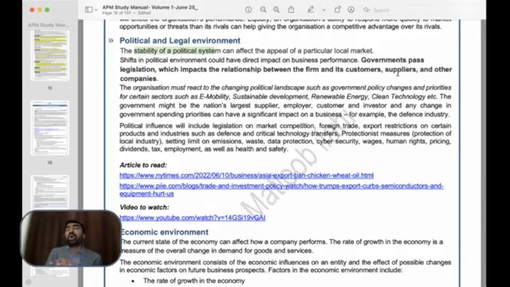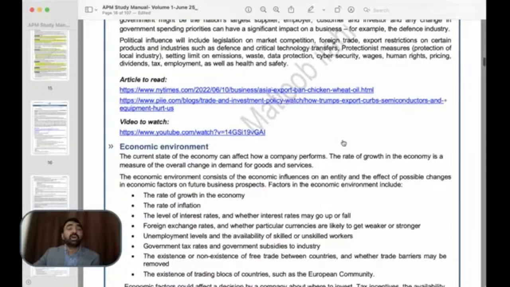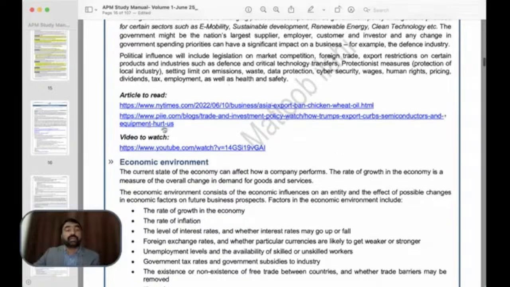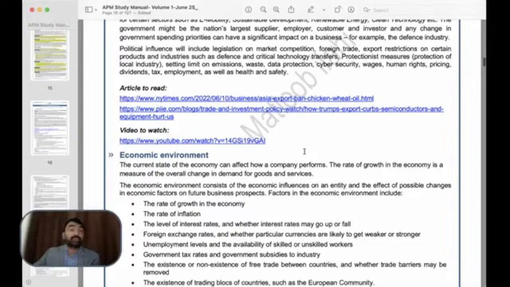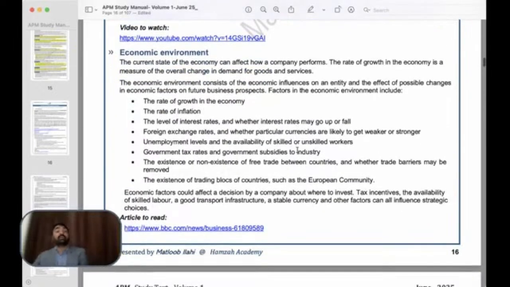This happens all around the world. Okay, because business stability, economic stability comes with political stability. Okay, so I hope you have understood all this. For your reading, you can go through these articles. These are interesting articles that can offer you some good understanding and insights about how the political landscape may affect the performance. Next one is economic environment.